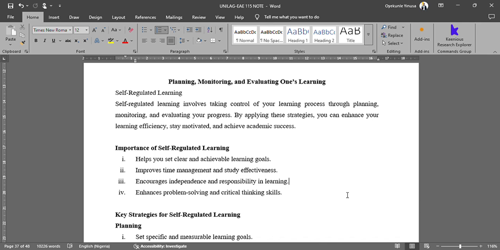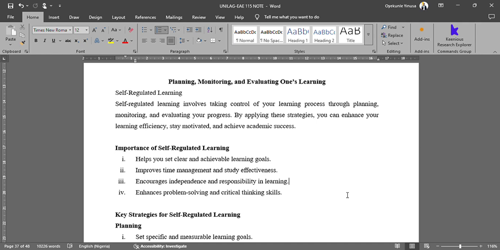So, moving away from the last class, in this session, we'll be looking at planning, monitoring, and evaluating your own learning. In looking at this particular topic, what are we going to be talking about? The first subtopic under that is self-regulated learning. Self-regulated learning, what does it connote?